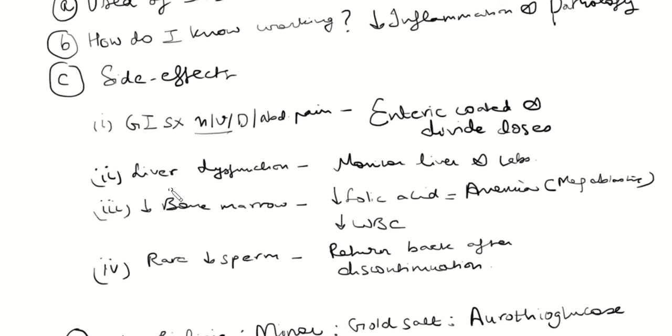Bone marrow suppression. So again, folic acid goes down. Folic acid is one of the things that is used for RBC production. So they have megaloblastic anemia, anemia in which the RBC is bigger in size. And again, WBCs also go down, so again, monitoring for that.